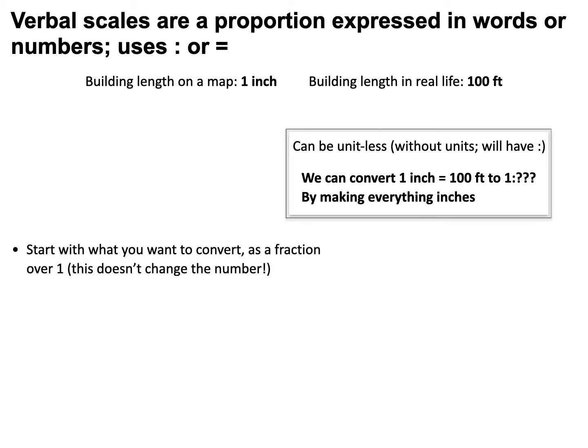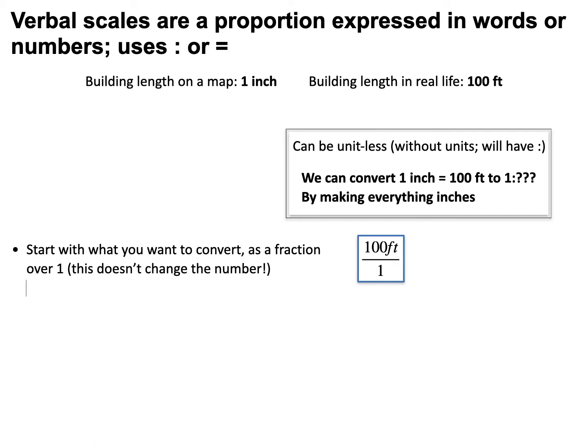So here, because we want everything in inches, we're going to take that 100 feet because we want that to be put into inches. We're going to divide this by 1 basically, which doesn't really mean anything. That is, it doesn't really change the number, but that's okay because having it in fractional form is going to make it a little bit easier to write this out. So let's start with what we want to convert, 100 feet over 1.